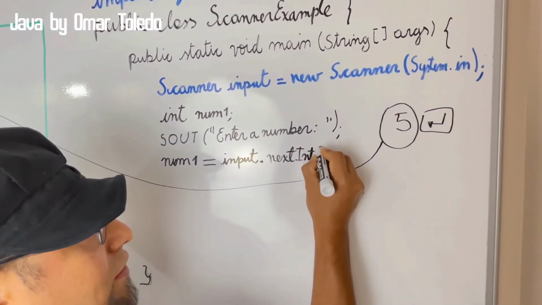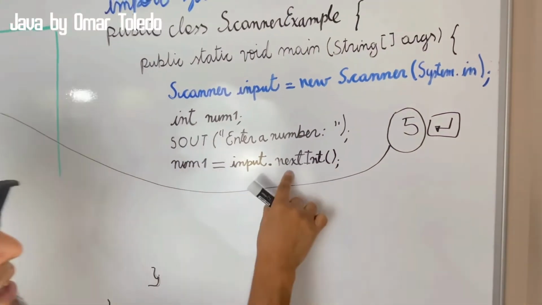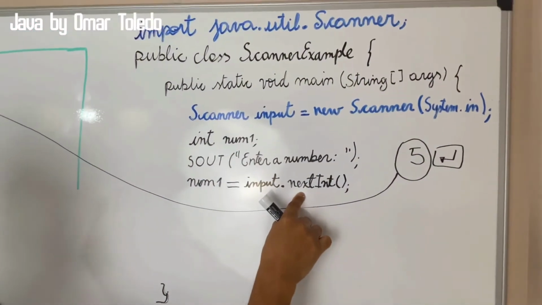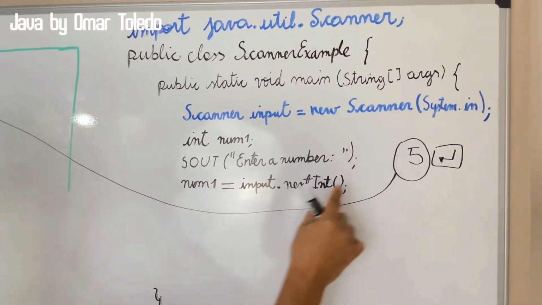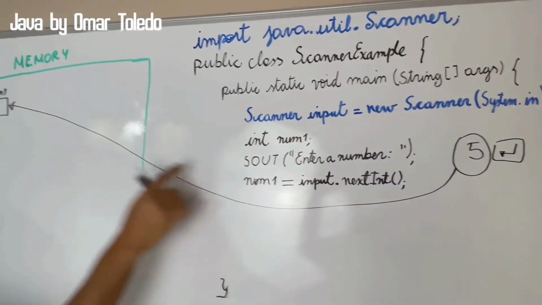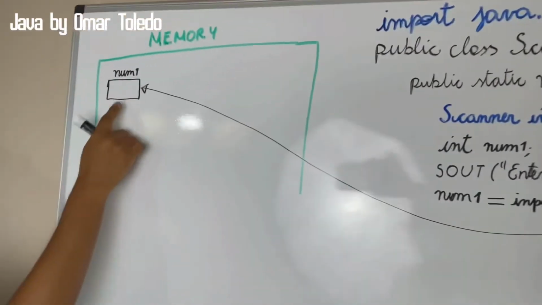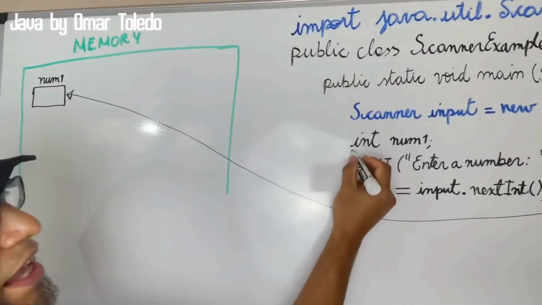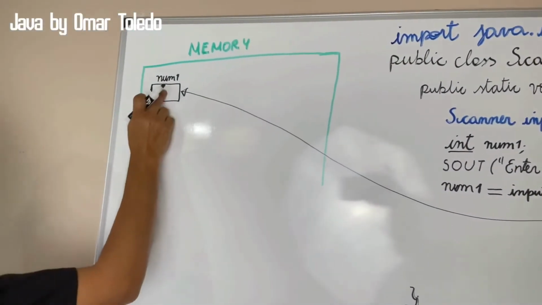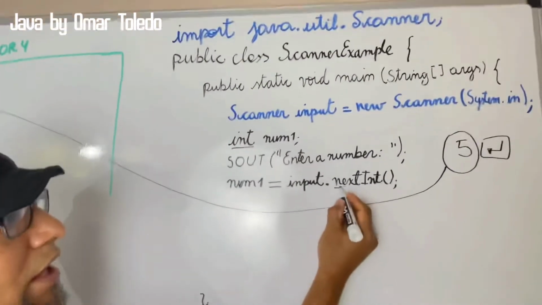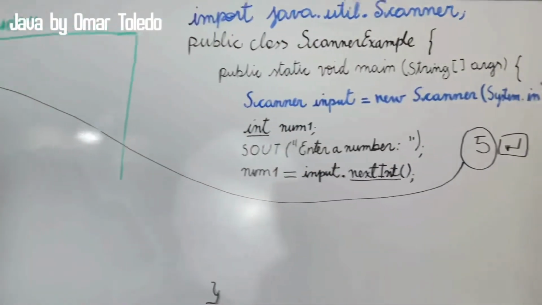Next int. So what happened with next int? Next int is going to grab a whole number, an integer. If you know that your variable is to store a whole number, because you call it int, integer, then you know that you're going to store a whole number here. The scanner has to receive a whole number, next int.